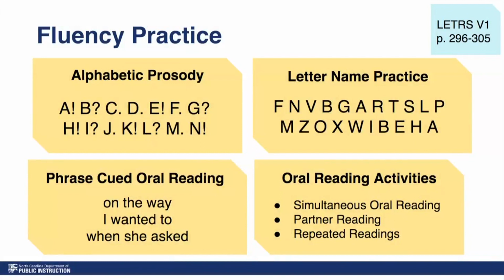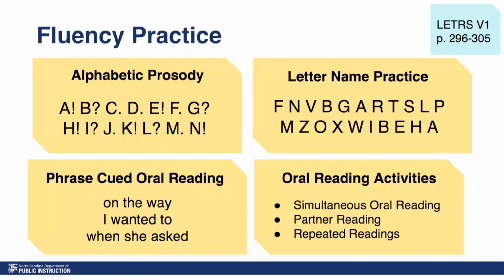Alphabetic prosody, the first one on the top left, involves students understanding the use of punctuation marks and what they represent to read alphabetic letters with different prosody. For example, A has an exclamation point, so you would say "A!", B, C, etc. Letter naming practice to the right is just like it sounds. It promotes reading letter names in a non-ABC order, with lowercase, uppercase, or a combination of both after students have learned those letter names.